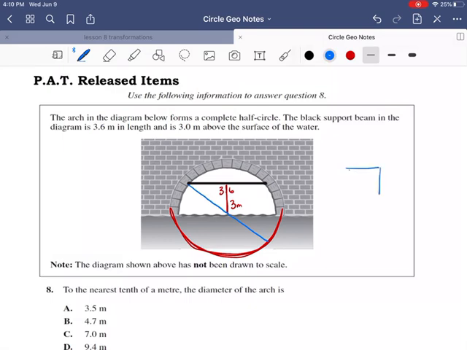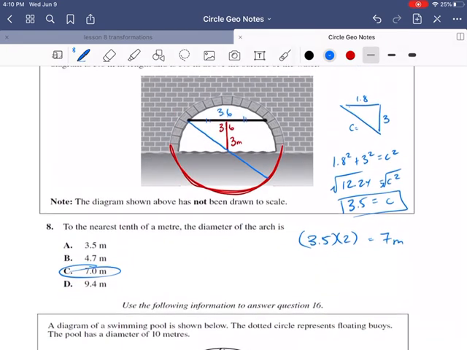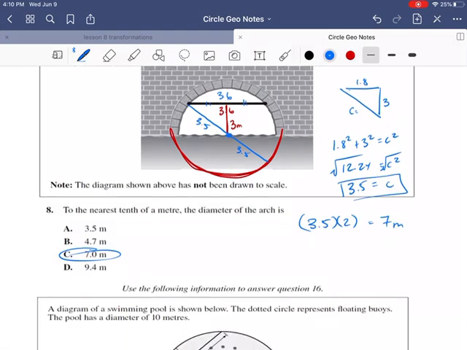So we've got this little thing here. The entire distance is 3.6. So if we cut that in half, that's going to be 1.8. And we said the height is 3. So we're looking for C, which is the hypotenuse. So 1.8 squared plus 3 squared equals C squared. So 12.24 is equal to C squared if we take the square root. C, or the radius in this case, is 3.5. So that's halfway across the circle. So 3.5 times 2 is going to give us 7 meters. So what that means is this part's 3.5 and that part's 3.5. So together the whole distance is 7.